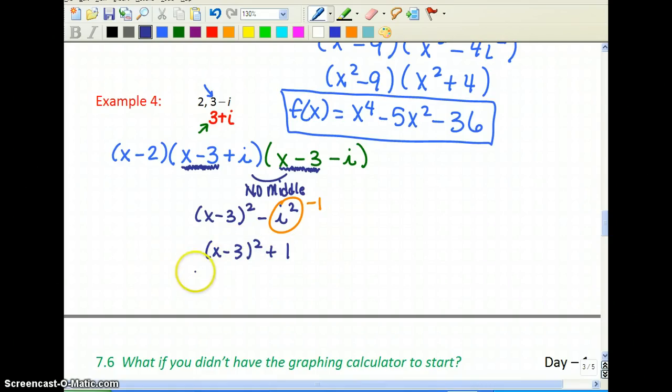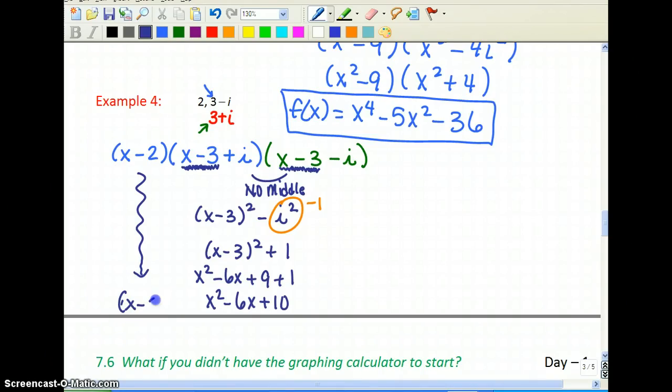FOIL. x squared, multiply it times 2, minus 6x plus 9 plus 1 is x squared minus 6x plus 10. Now that's what you get by just FOILing these together. You still need to multiply the problem by x minus 2.